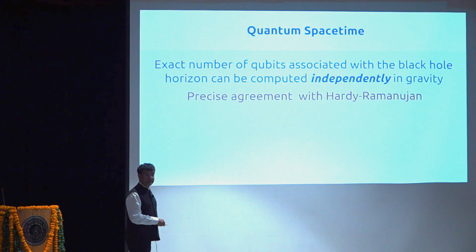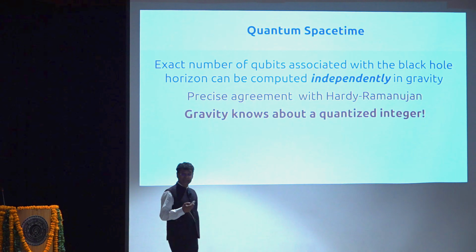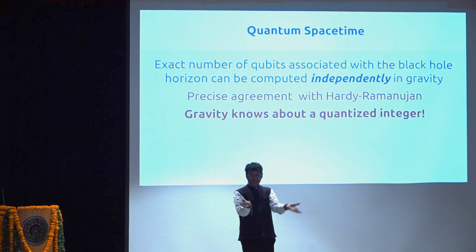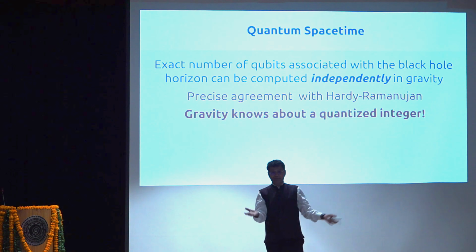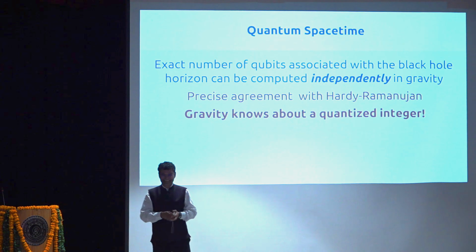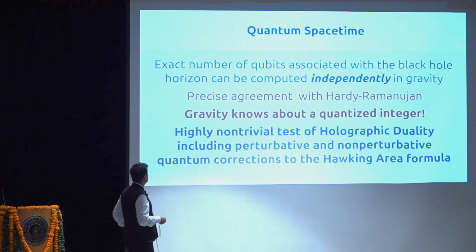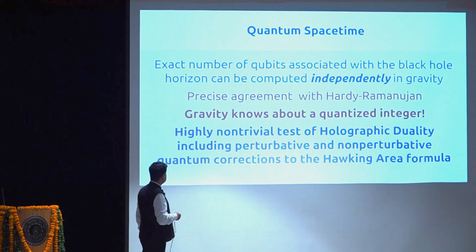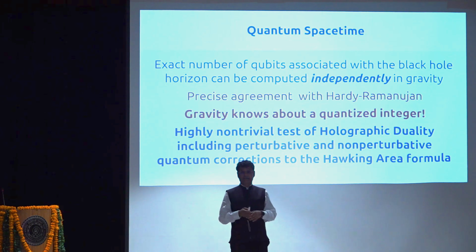In precise agreement with Hardy, an analog of the Hardy-Ramanujan formula. What is even surprising is that somehow gravitational theory knows about an integer. The horizon of a black hole actually has information about some number theoretic properties. This is in a way not surprising because it's a kind of quantization of space-time. It's a quantum space-time.